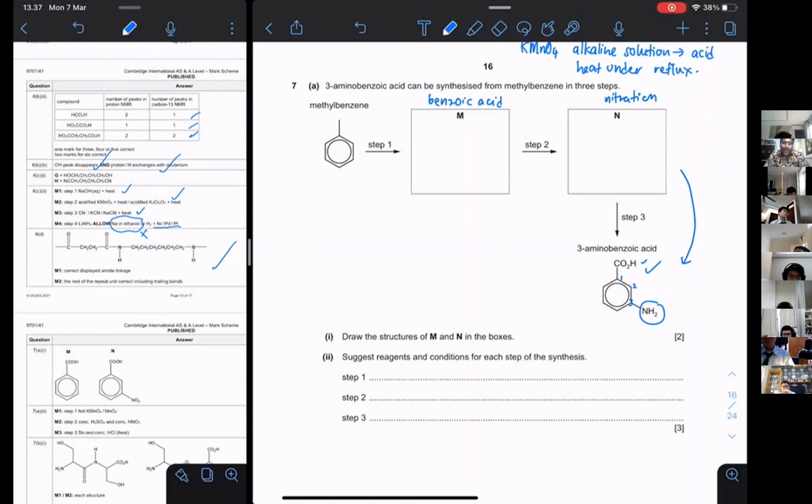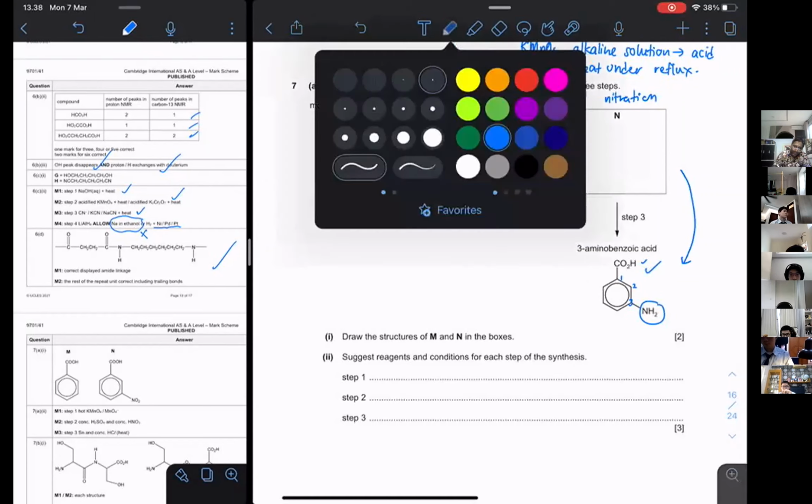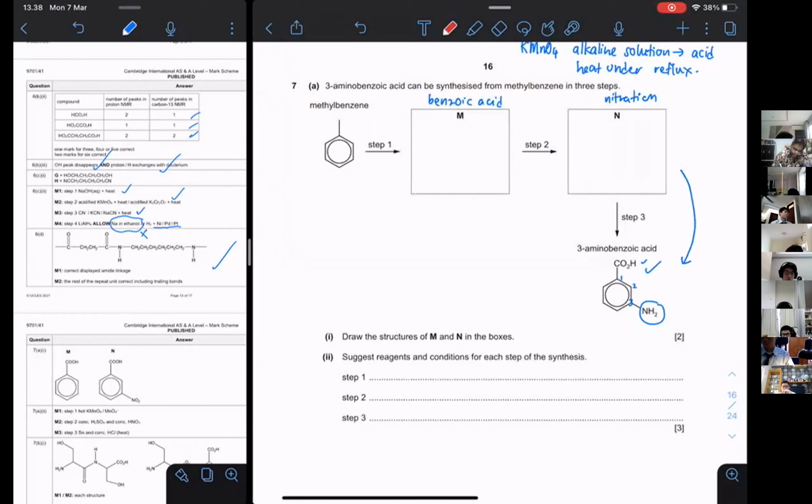Draw the structures of M and N in the boxes and suggest reagents. So now I know what to do already. This one is methyl benzene. I put the methyl benzene, CH3. And then there will be at this position, because it's 2, 4, 6. Sorry.